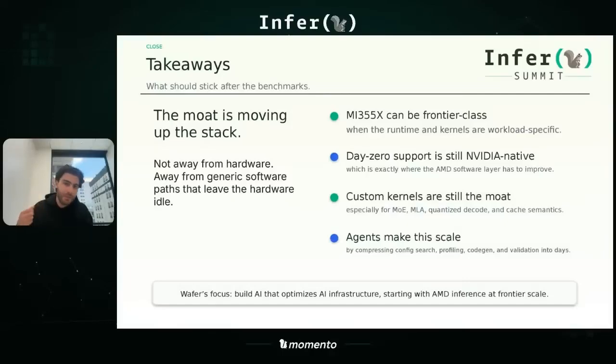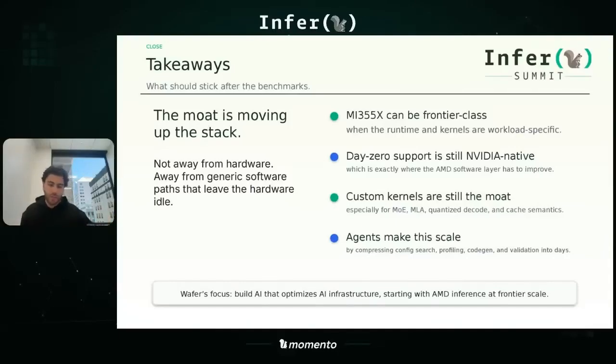MI355 from AMD can be frontier class with the right engineering. Day zero support is still an NVIDIA monopoly, still NVIDIA active, but we now have a path to reduce this and to actually make other hardware day zero support native. Custom kernels still represent a big part of the moat of serving inference efficiently. And agents are a great way to scale this so that you can do this for every model, for every hardware, and in the future have an actual democratized market where we don't have a company that is just 90% of the market like NVIDIA.